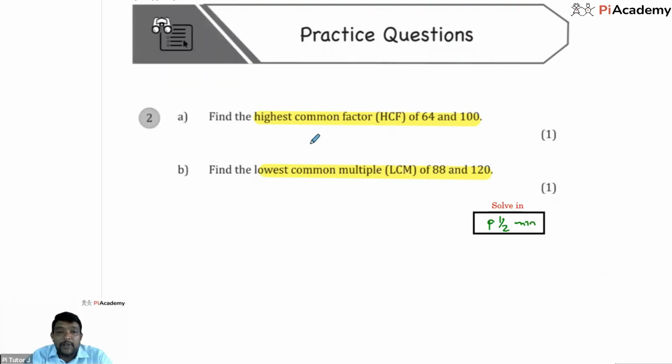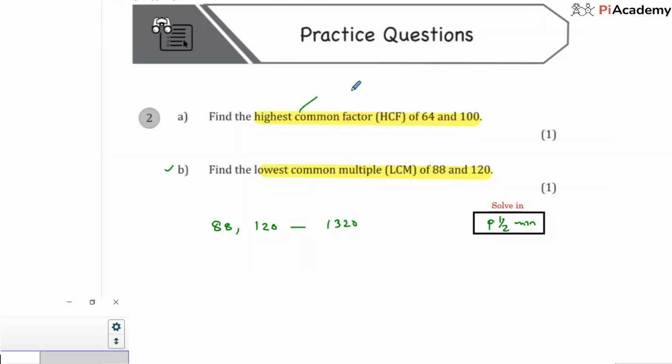So first of all, for the lowest common multiple, let's come to the lowest common multiple of 88 and 120. Is anyone done with this? I'm done. I've finished, sir. What is your answer? For the LCM, I got 1320. And for the highest common factor, I got 4.